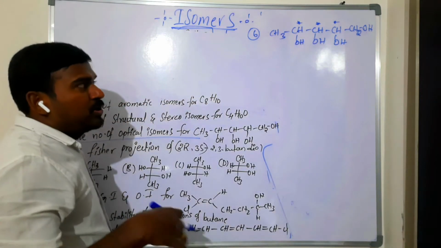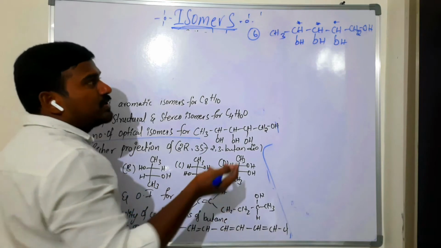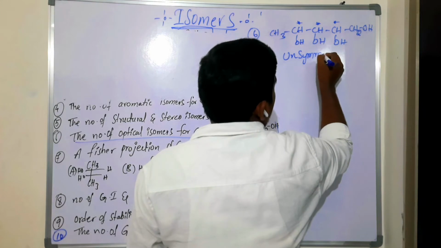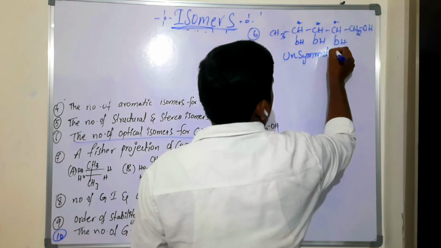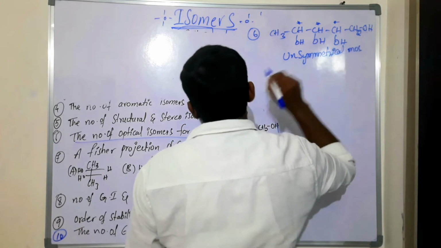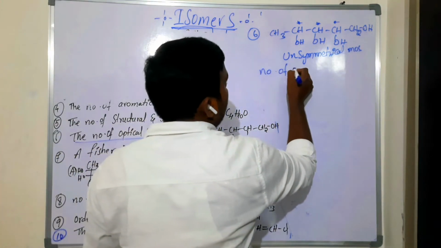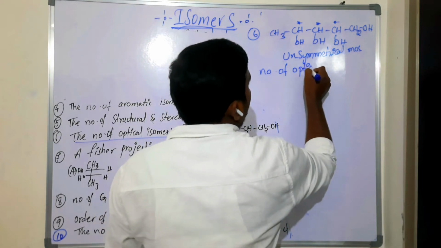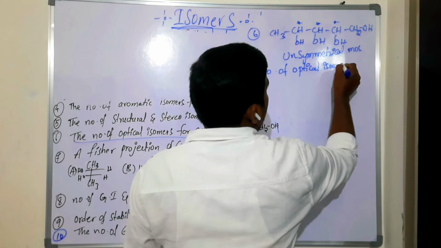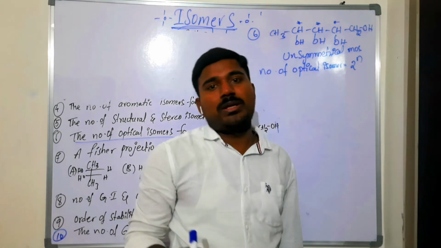And it has more than one chiral carbon without any symmetry elements. So it is an unsymmetrical molecule, which is not having any symmetry elements. The number of optical isomers in case of an unsymmetrical molecule will be 2 power n. What is n here? The number of chiral carbons.